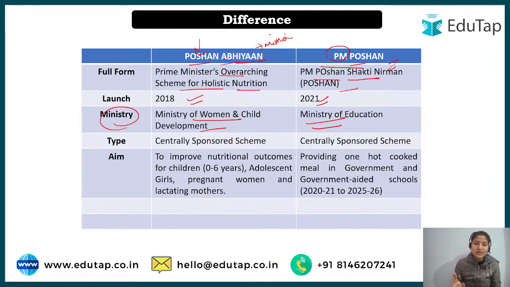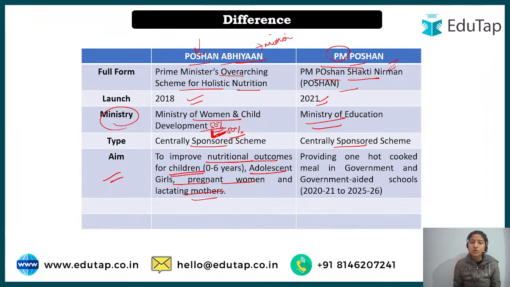Until now, is everything clear? Talking about both, both are centrally sponsored schemes, but in case of Poshan Abhiyan, we have looked at how 50% will be taken by the state and UTs and the government of India, and the rest 50% will be taken as a loan from either the World Bank or some other international financial institution. If we talk about the aim, that is to improve the nutritional outcome for children, taking care of children, and apart from that, adolescent girls, pregnant women, and also the lactating mothers.